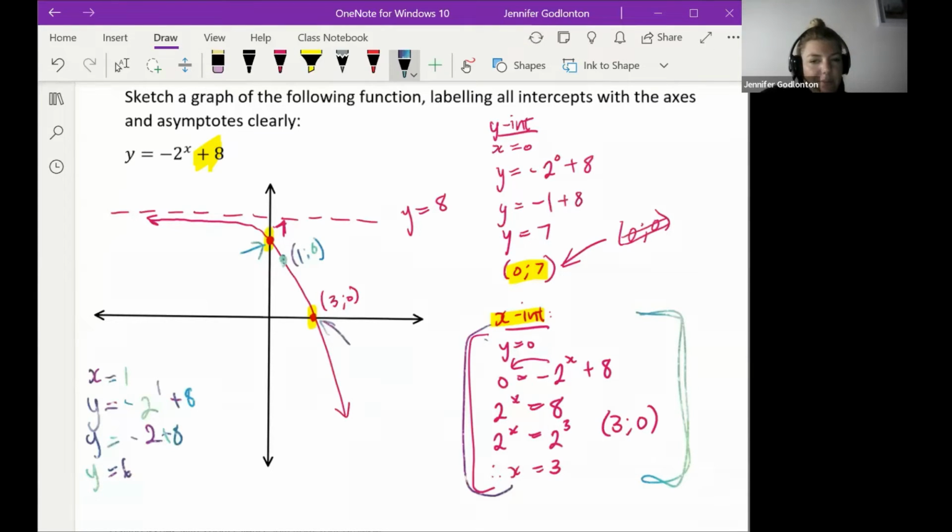Does the x have to be 0? To find your y-intercept, yes, the x has to be 0. Yeah, it's okay if you made a mistake by the additional point.